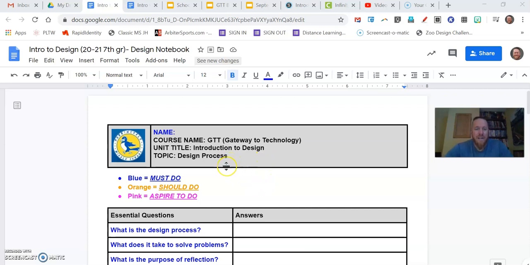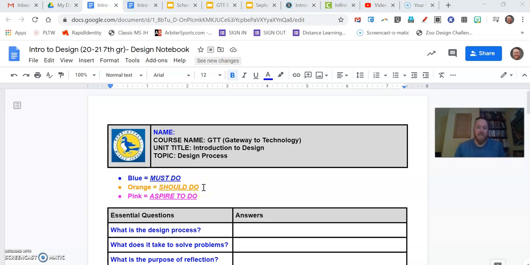Underneath the heading, you see this color coding. This is our roadmap for how we're going to fill out these design notebooks this year. Everything that you see in blue are things that you must do. Everybody needs to do that. Okay, things that you'll see in orange are things that you should do.